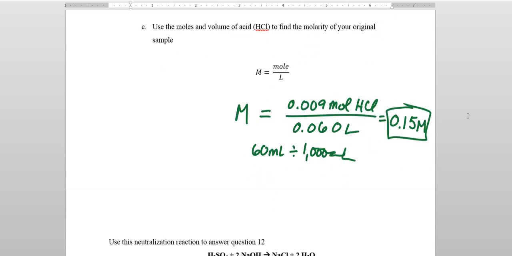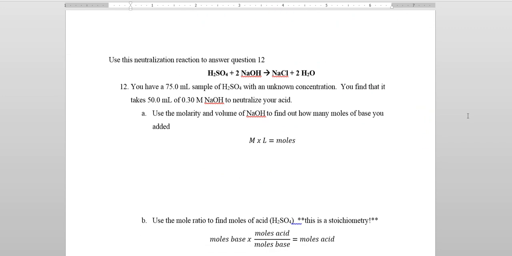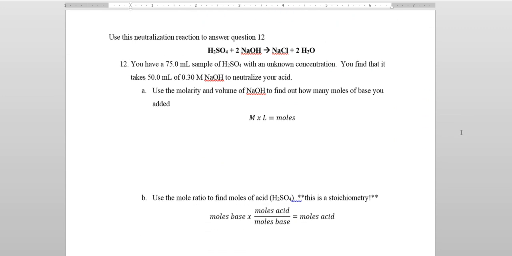Okay, let's try this one more time. This time we've got a reaction where it's not a 1-to-1 ratio. It looks like it is a 1-to-2 ratio, so we'll want to pay attention to that later. In this case, you've got a 75 mL sample of sulfuric acid, and you find that it takes 50 mL of 0.3 molar sodium hydroxide to neutralize your sulfuric acid.